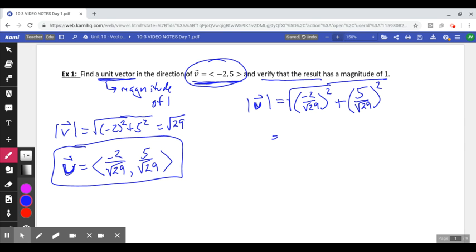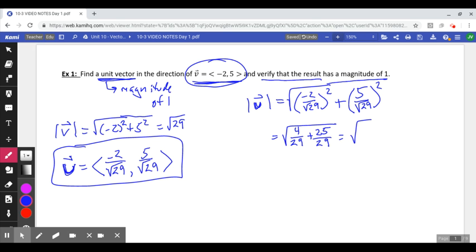So same thing we did before, finding the magnitude: just take the sum of the squares of x, y, and if you have z, you could do that too, or even more, and then just take the square root of that to find the magnitude. So negative 2 squared is 4, the square root of 29 squared is 29, and then 5 squared is 25, and the square root of 29 we said was 29.